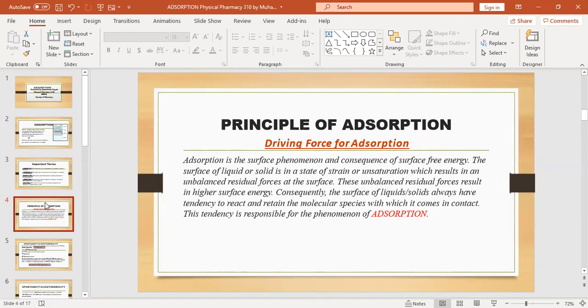As we have discussed in physical classes, I have told you that surfaces of liquids or solids remain in a continuous strain or a state of unsaturation, which results in unbalanced forces at their surfaces. These unbalanced forces result in higher surface energy, and this higher surface energy is responsible for the phenomenon of adsorption. Let's proceed further.